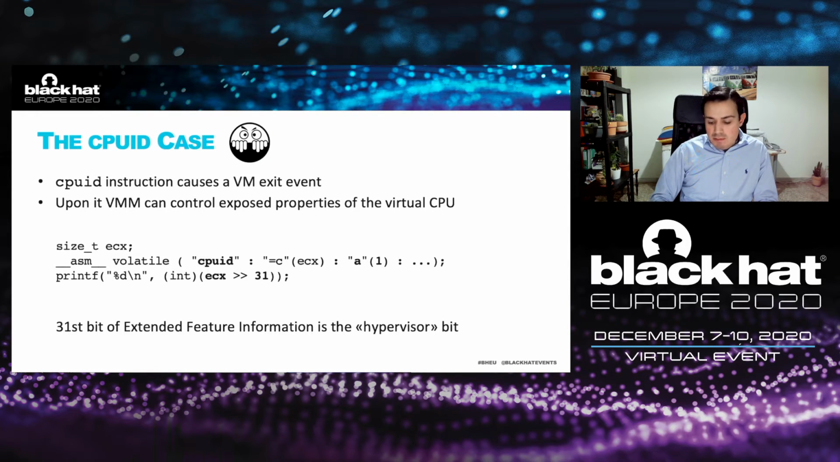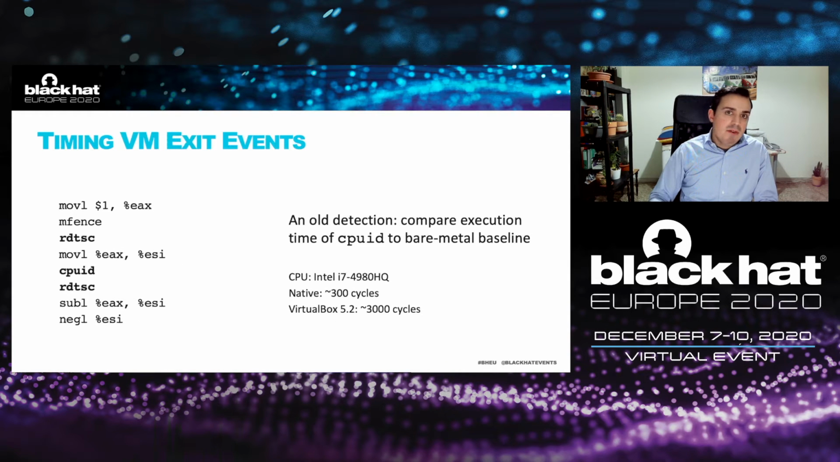But the point here is not about the data returned by CPUID. The point is about how long it takes for CPUID to run. If we time the execution of CPUID, for instance, on the laptop that I'm using for recording this presentation, we will see that if I run this sequence on the native host operating system, I will be measuring around 300 cycles, while if I do it under VirtualBox, I will be getting 10 times more, because here I'm including the latency of performing a VM entry and VM exit.